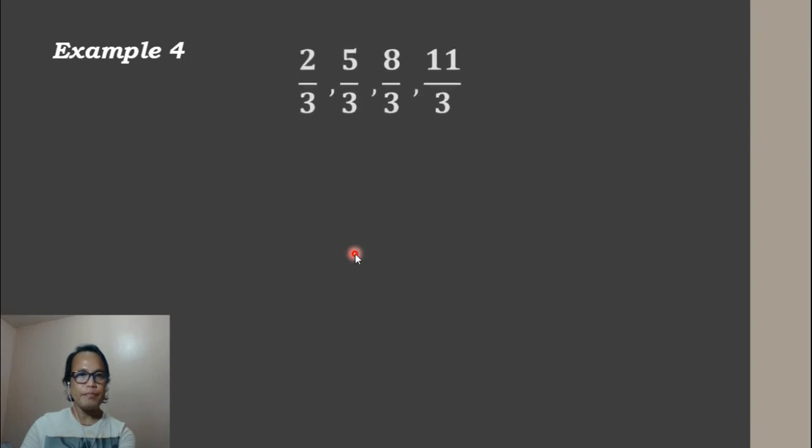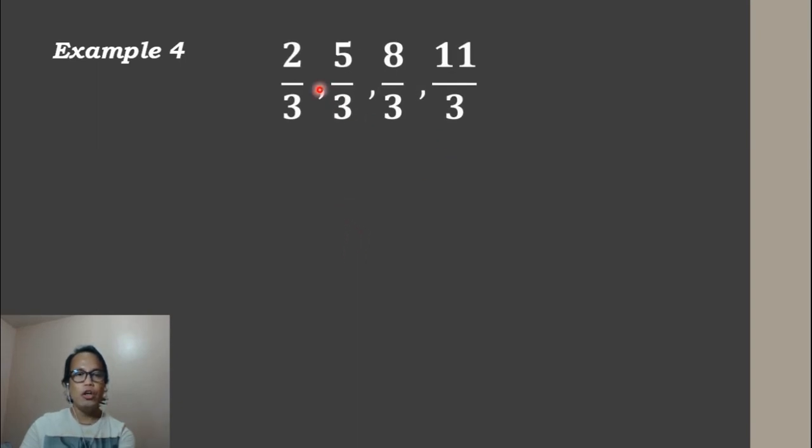More, example number 4. So we have the fractions 2 over 3, 5 over 3, 8 over 3, and 11 over 3. So for this arithmetic sequence, we have 4 terms: first term, second term, third term, and the last term, or the fourth term.